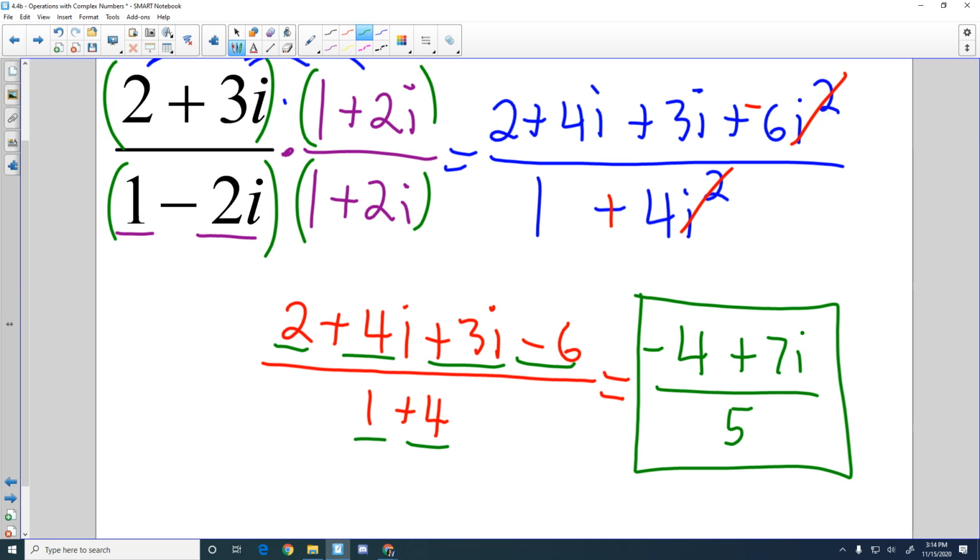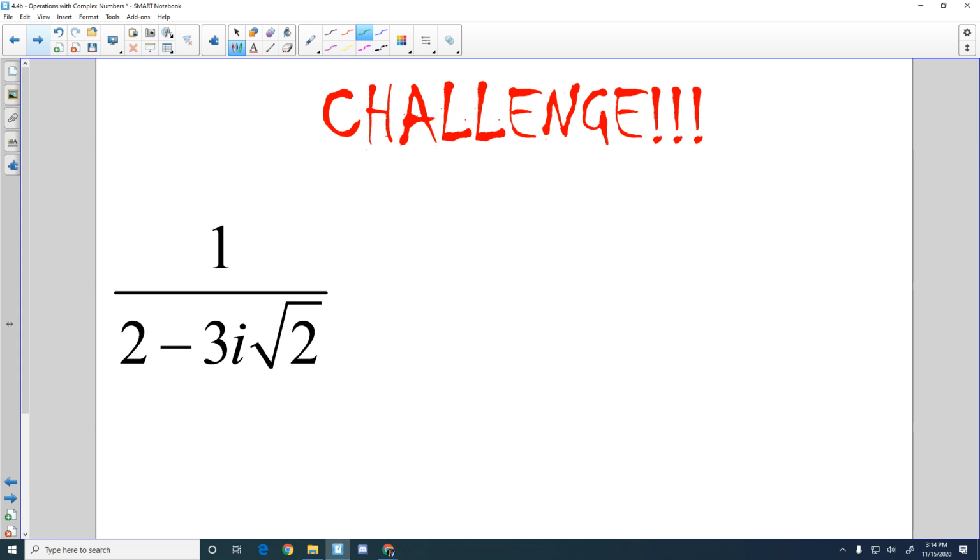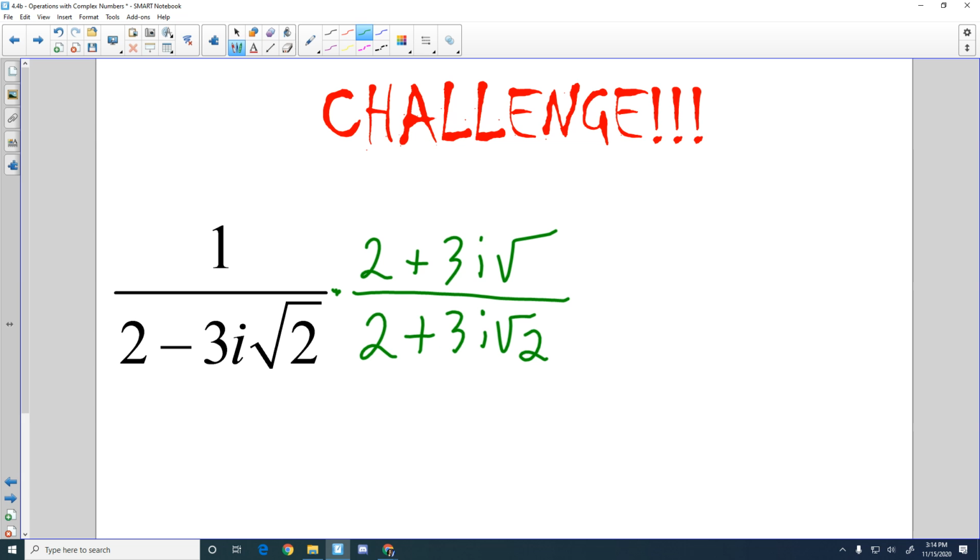Job well done, everyone. If you're looking for some fun, go ahead and try this evil, horrible, awful problem. I'm not going to work through the whole thing right here, but just to give you a hint, all you need to do is multiply by the conjugate. 2 plus 3i root 2. So if you're really bored today, because that lesson was short, have fun multiplying that out and let me know what you get for an answer.